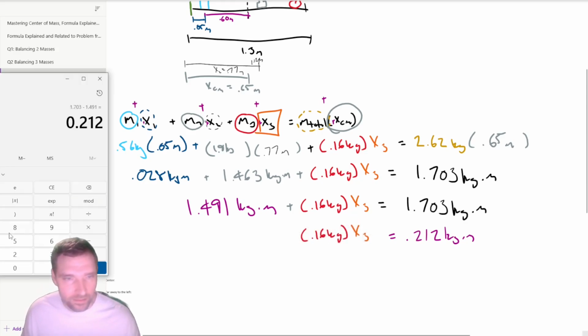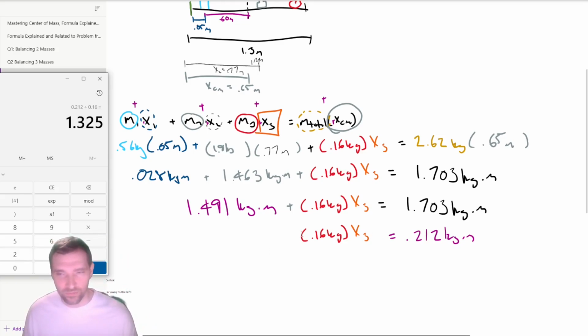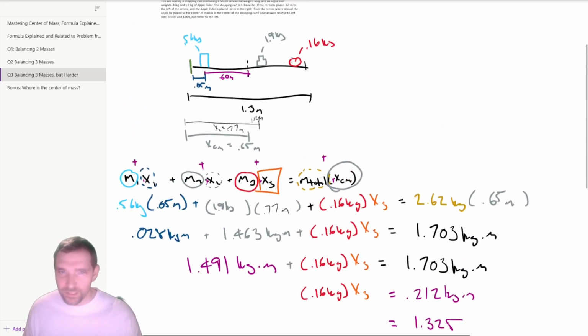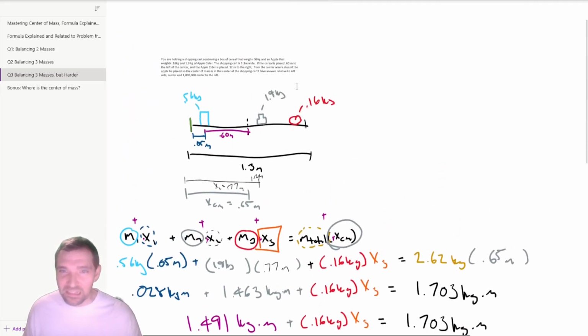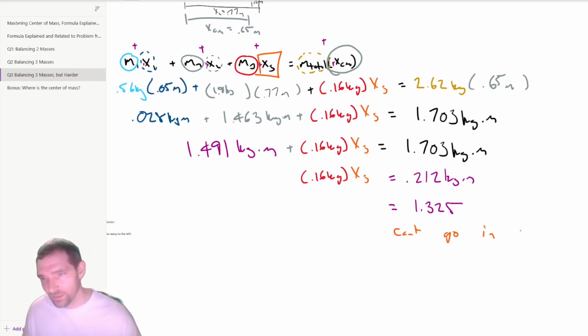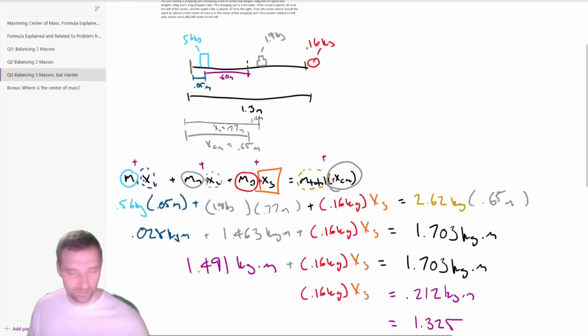So in the end, we end up getting an x3 value of 1.325. Which does seem to make sense to me. It's just a little bit actually outside of our cart. So this again can't go in the cart with how we've built this problem.